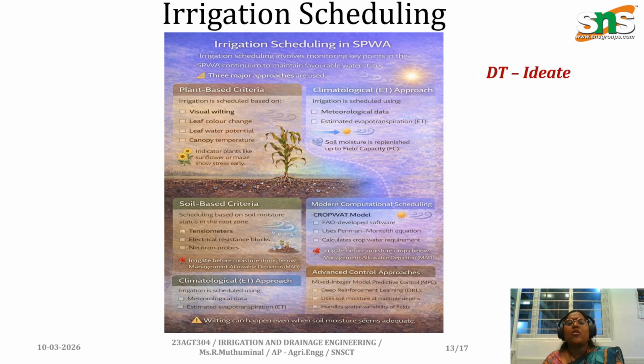The concept of irrigation scheduling plays a key role here. Irrigation scheduling refers to deciding when and how much water to apply to the crops. It considers factors such as soil moisture levels, crop growth stage, climatic conditions, and evapotranspiration rate. By understanding the SWPA relationship, irrigation can be applied at the right time in the right quantity, ensuring better crop growth and efficient water use.